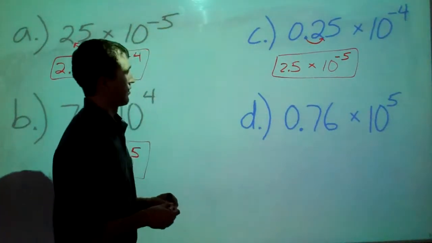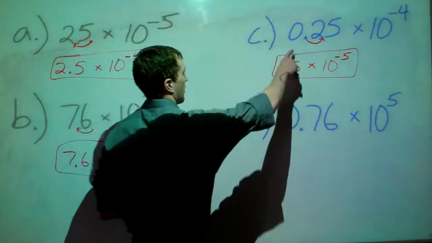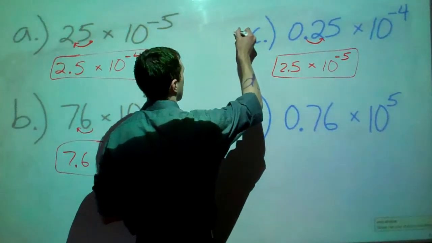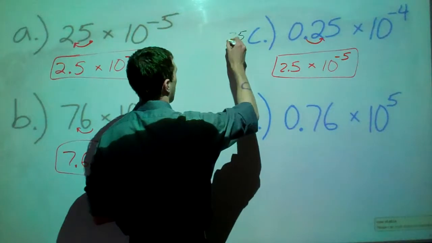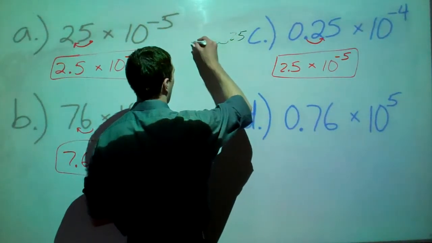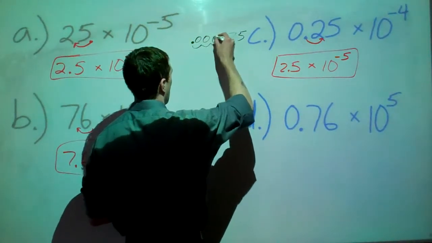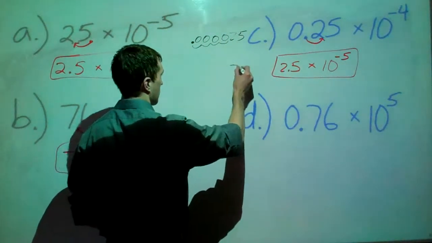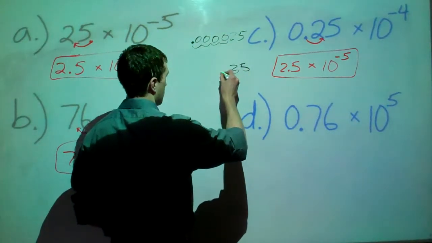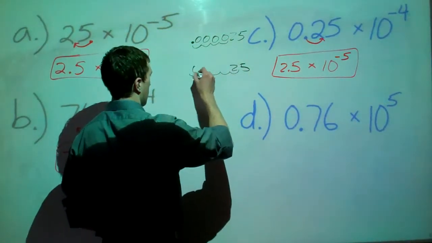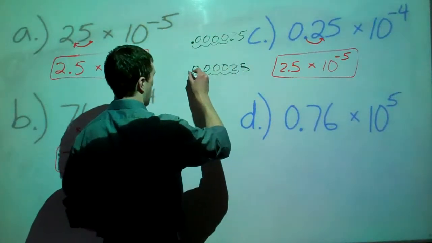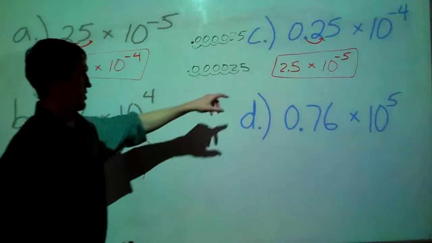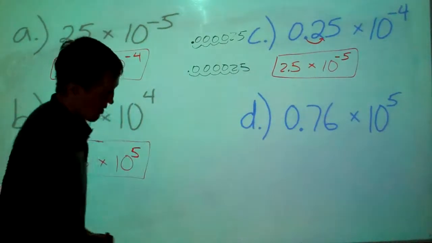Let's check again and see if we get the right one. If we do this, that would be 4 spots to the left from where that decimal is. So 1, 2, 3, 4. And this would be 5 spots from where the decimal is. 1, 2, 3, 4, 5. And you can see we still get the same answer, except for now this one is in proper form. Alright?